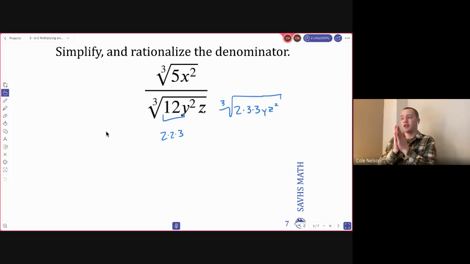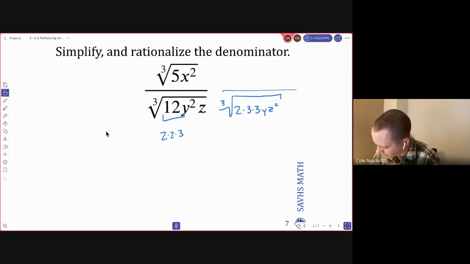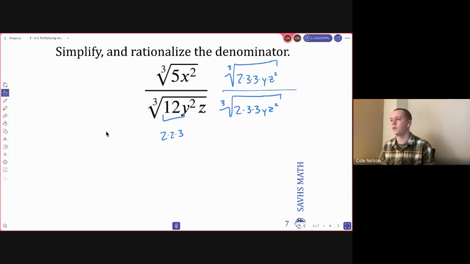I just changed the value of the denominator, so now I need to do the same thing to the top, the numerator. 2 times 3 times 3 times y times z squared. Okay. We're multiplying these two fractions.